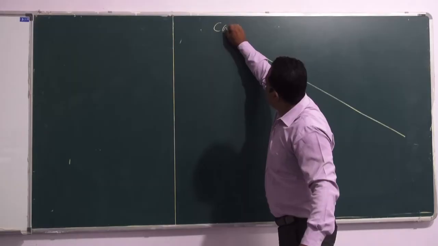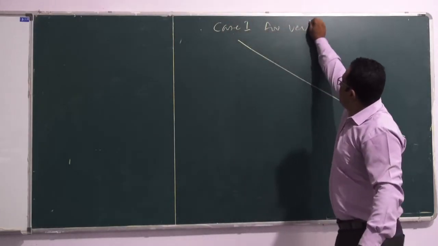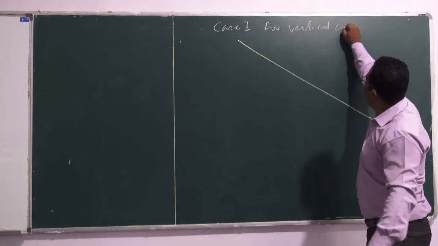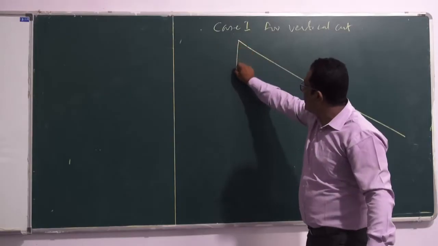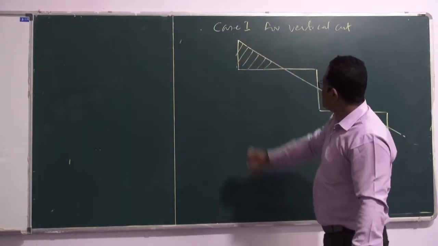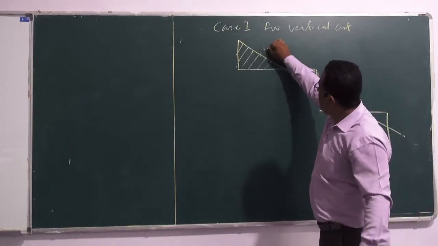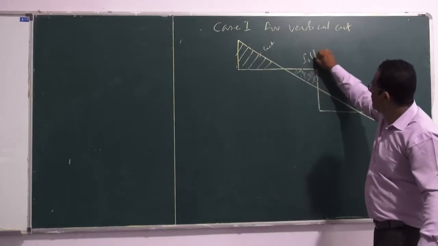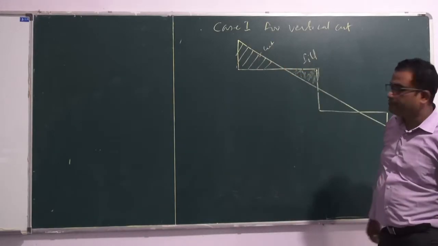Say case 1, for vertical cut. Vertical cut means the depth of cut would be vertical. This is your cut and this is your fill. Whatever cut is there, fill should be the same.